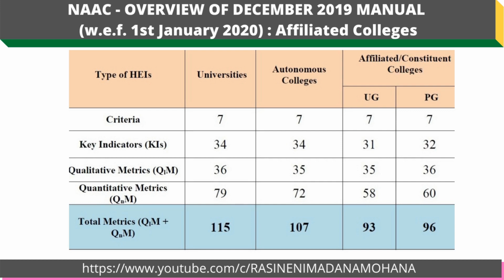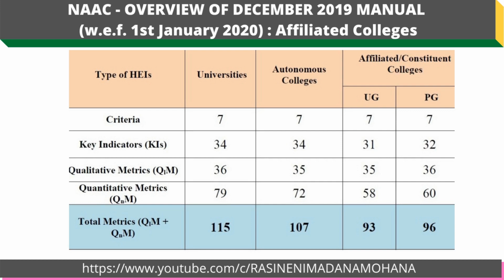Qualitative metrics are nothing but write-ups. Up to 500 words, we have to write the description. Qualitative metrics are evaluated during the peer team visit. Those are given a weightage of 30 percent out of 1000 points. The entire NAAC has 1000 weightage out of 1000. 30% weightage is for qualitative metrics, which can be evaluated by the peer team during inspection. Then the remaining 70% of metrics come under quantitative metrics.